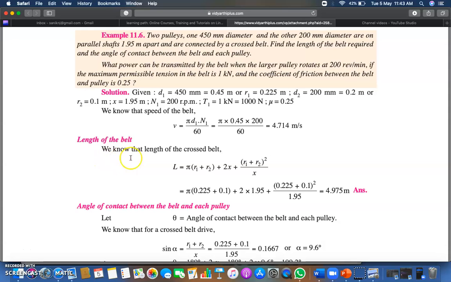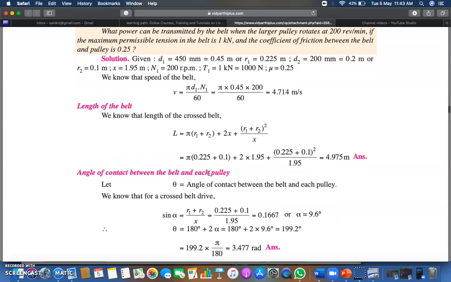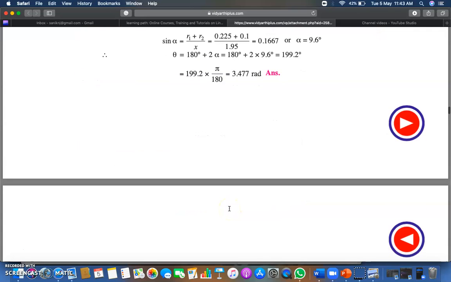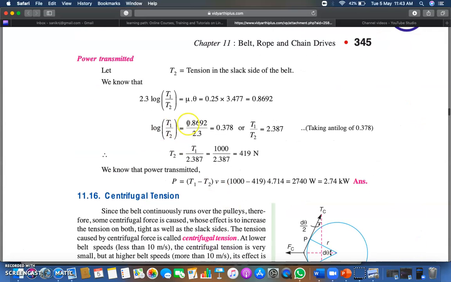Okay, so what we have done, we have calculated the length of the cross belt first, then the angle of contact between the belt and each pulley, then we have calculated the value of theta, which is 180 plus 2 alpha, then we have calculated the ratio of the belt tensions. We already know the value of T1, then we have calculated the value of T2, as we already got the values of mu and theta here.